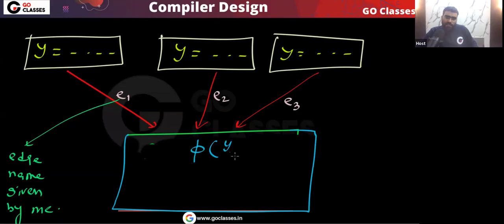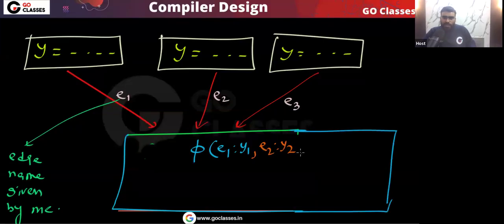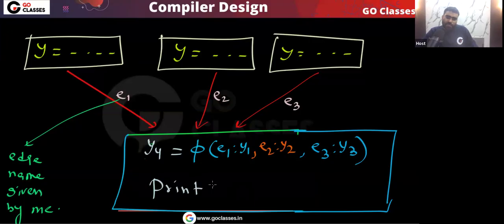This phi function will work like this: if you come from this edge, it will give you y1. If you come from this edge, it will give you y2. And if you come by this edge, it will give you y3. The value you can store into y4, and finally, just print y4. Is this clear?